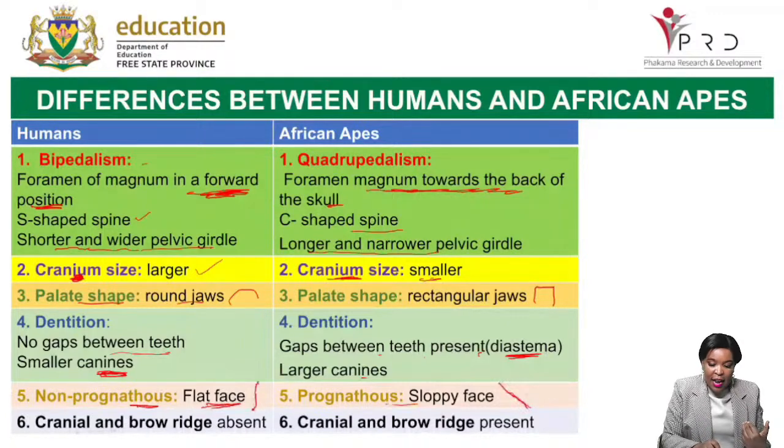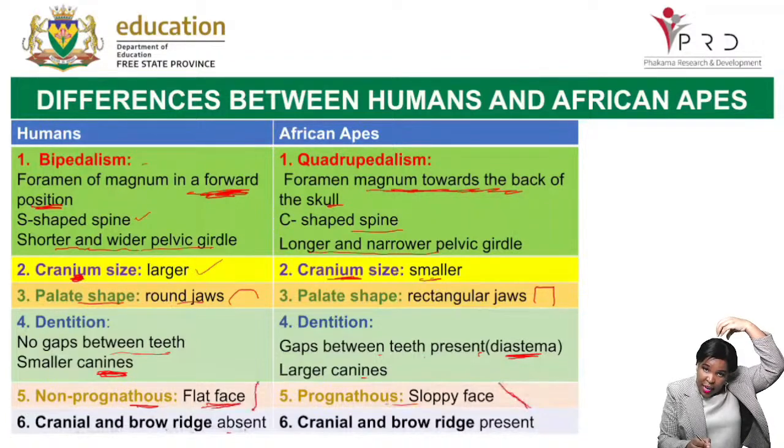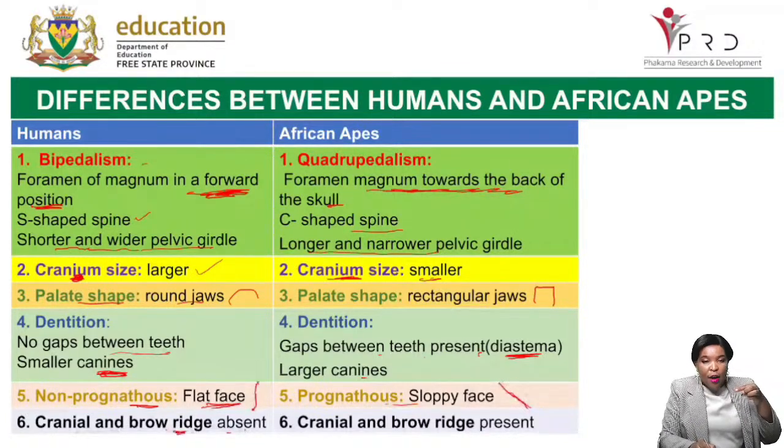And then the cranial ridge and the brow ridges are absent. The cranial ridge is that bone that will be in between, high up there on the cranium, and the brow ridges are the bones that you find here on top of the eyes. So ours are absent. They are not present. And then the cranial ridge and the brow ridges in the African apes are present. So look out for those differences.